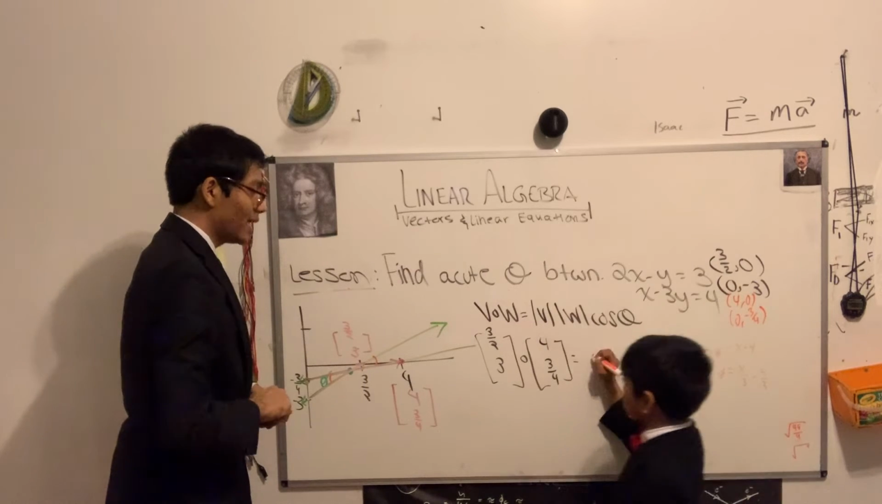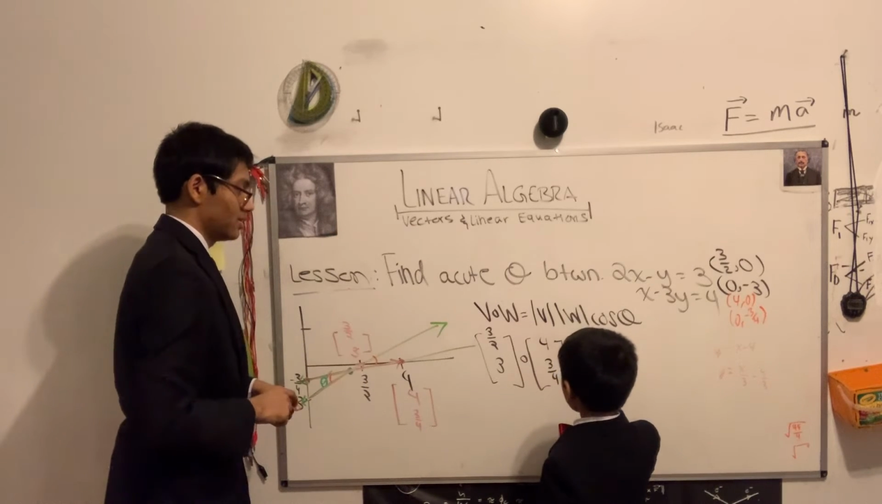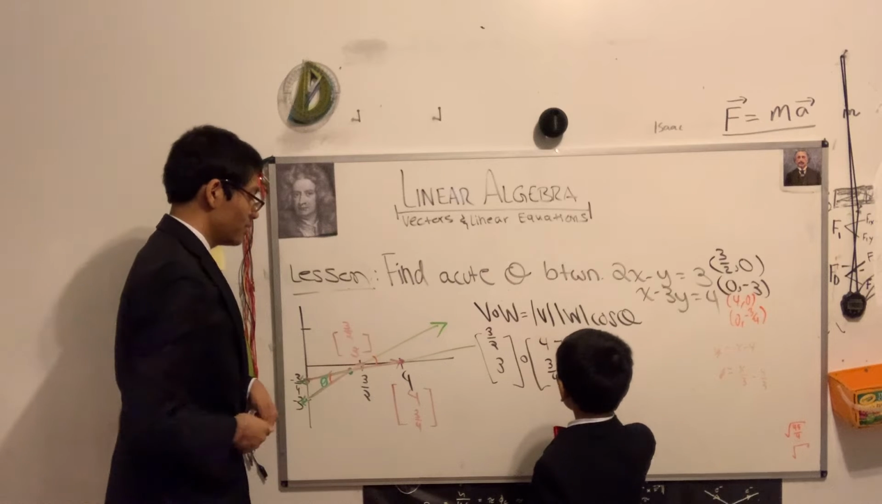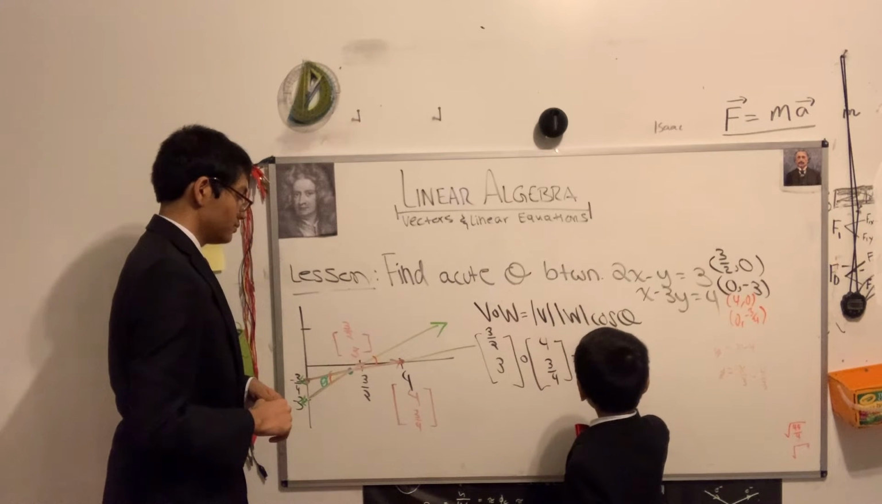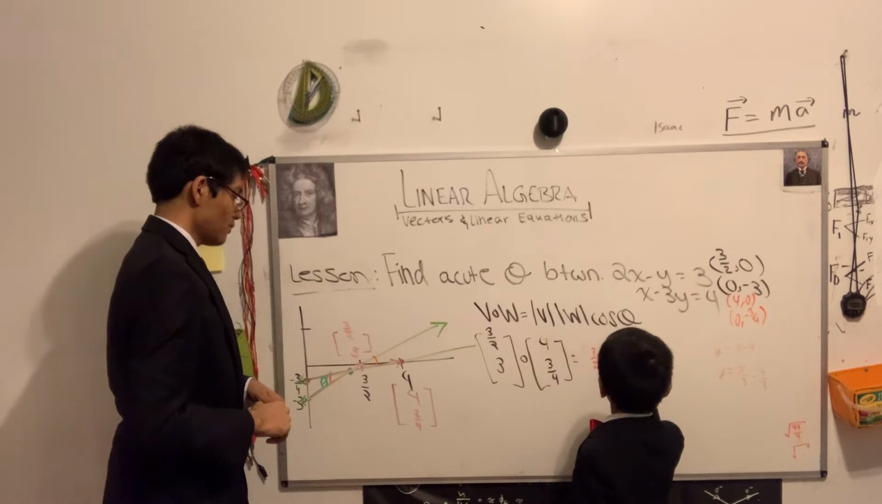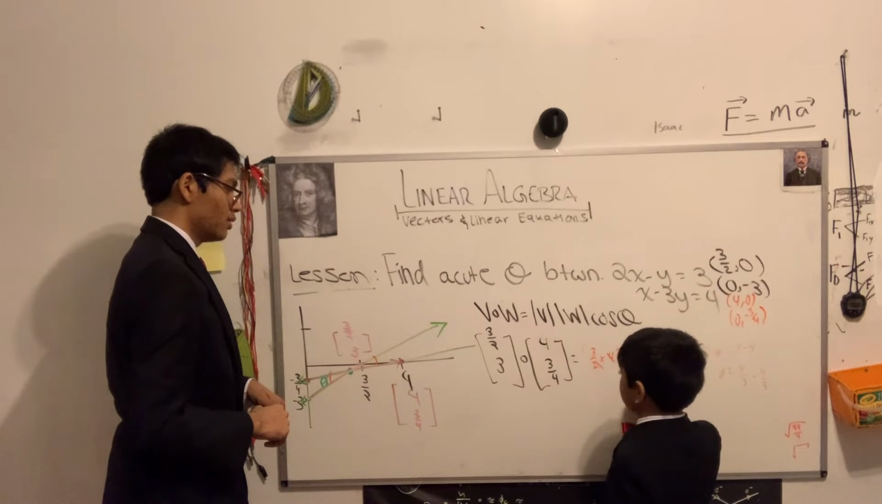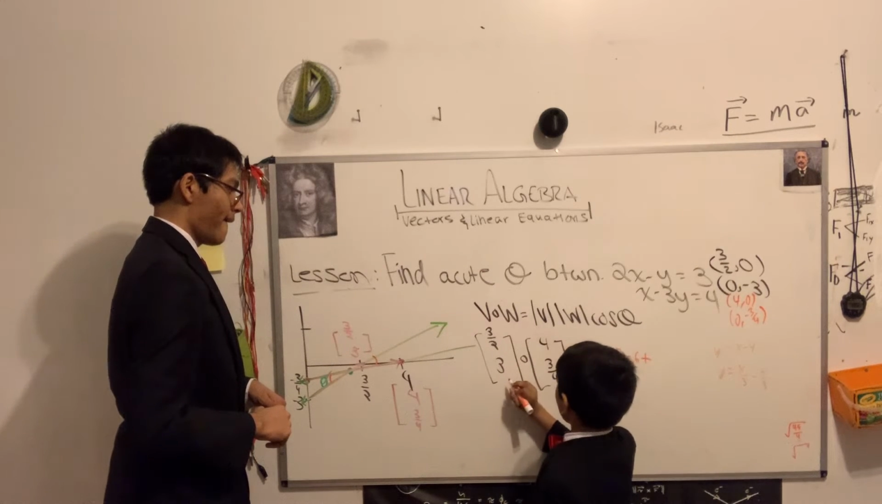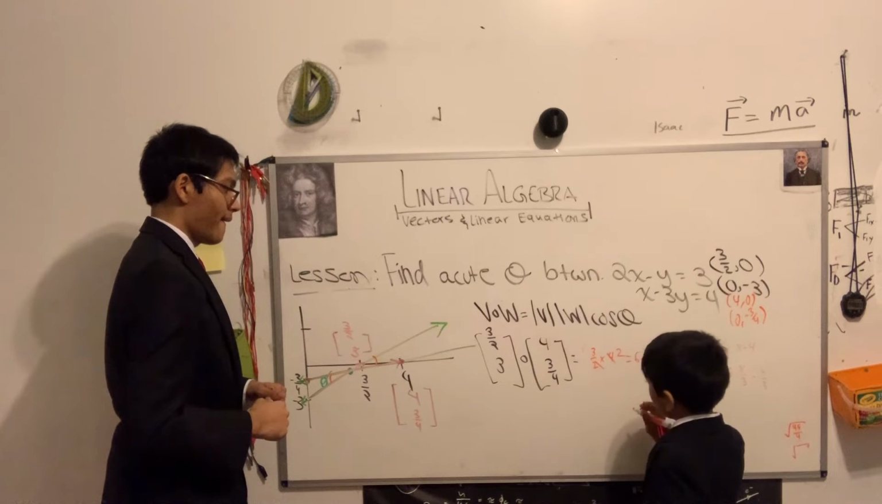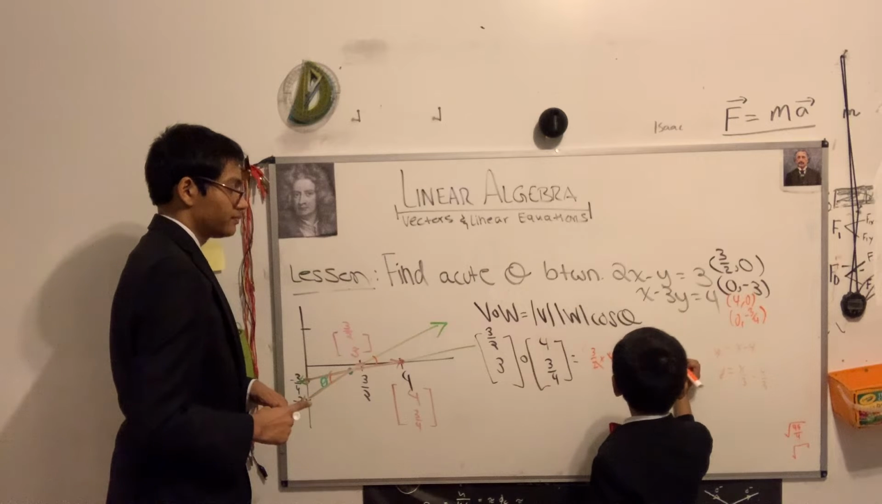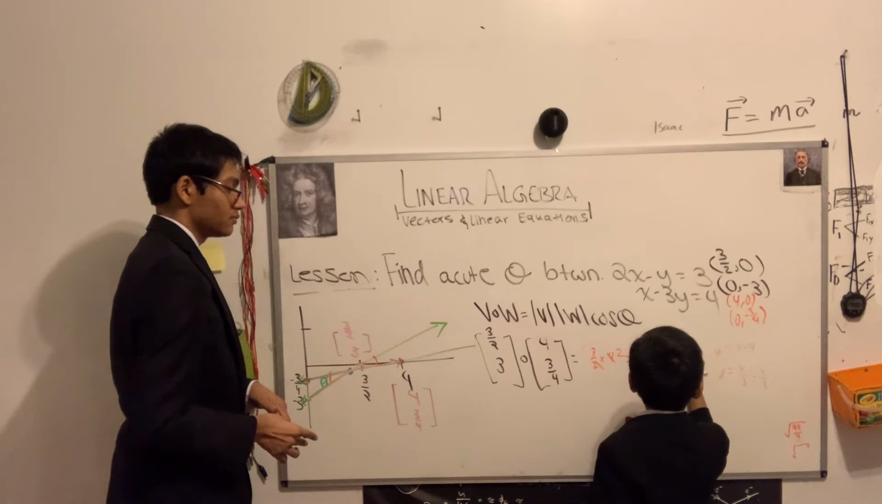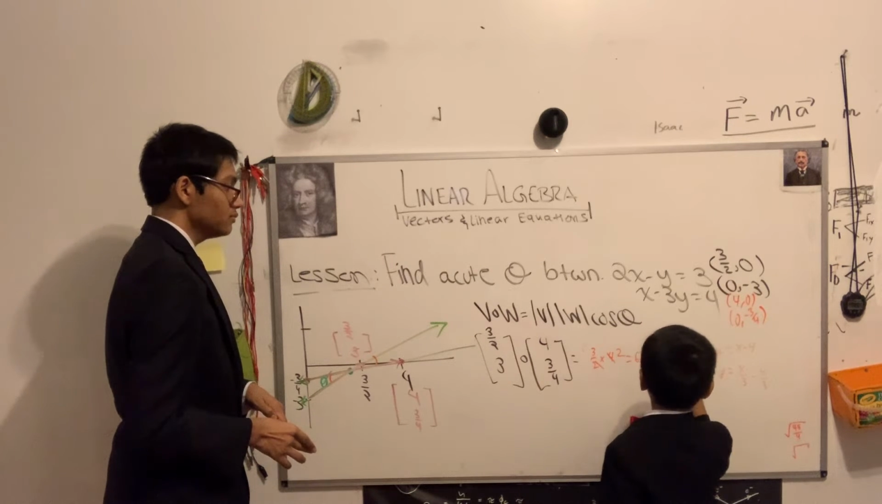Show me the magnitudes of both of the vectors. 6. Can you show how you got 6? Because people don't know how. 3 over 2 times 4, plus 3 times 3 over 4. So that's 9 over 4. So that's equal to 33 over 4.